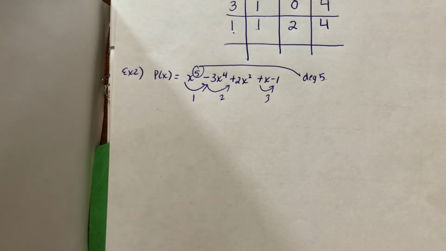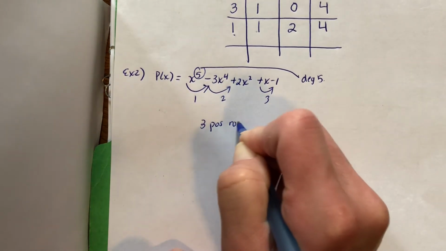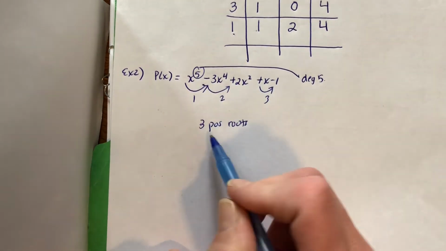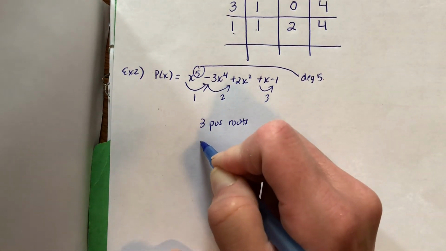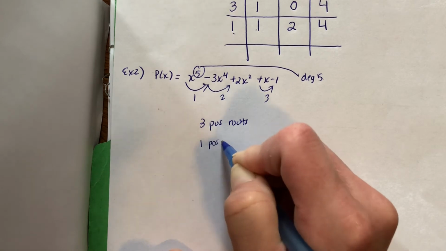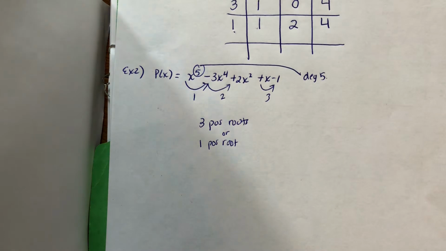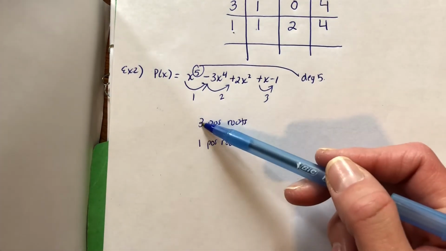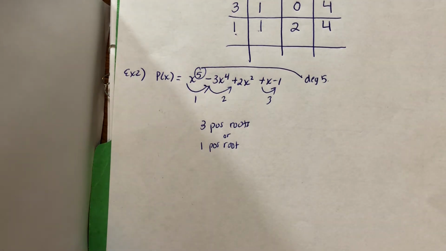So similar to the last problem, we'll have 3 positive roots, or I can reduce this down by a positive even integer. So like 2. 3 minus 2 is 1 positive root. So these are my options for positive roots. Let's say there were 4 sign changes. Then I could reduce it down or subtract it down by 4 or 2. So it could be 4 roots, 2 or 0 at that point.